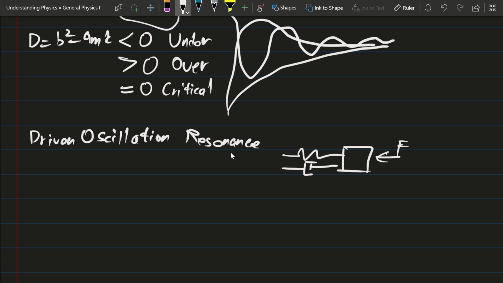You would have the differential equation m d squared x over dt squared plus b dx over dt plus kx equal to, and let's just take this force as an oscillatory motion, the driving force f cosine omega dt. Let's just state it as something like this.